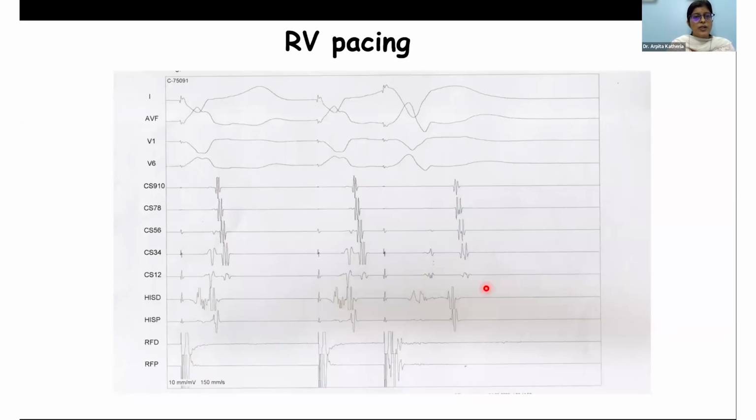Another case of an RV pacing, how do we identify? This is the stimulus just occurring before the QRS in the surface ECG. In V1, we are seeing the QS. In V6, we are seeing an M pattern. So RV is being paced.